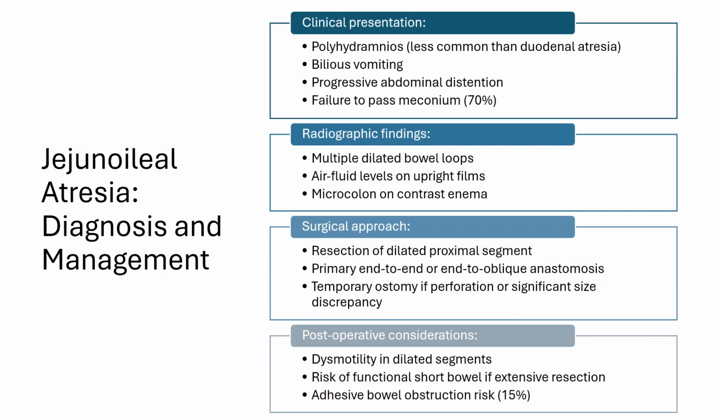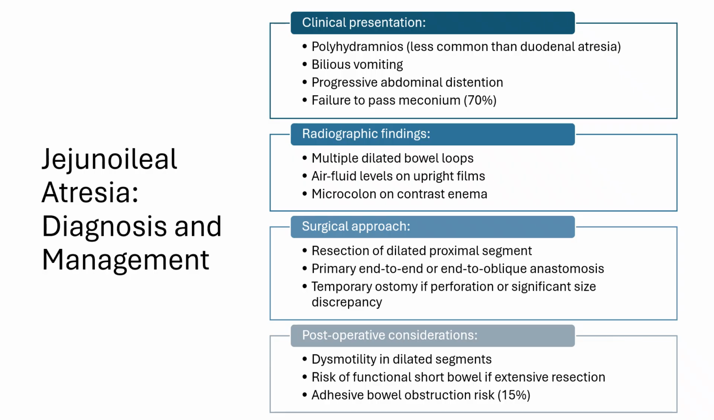The clinical presentation of congenital atresia differs significantly from duodenal obstruction patterns. While duodenal atresia typically presents immediately after birth, congenital atresia may have a more gradual onset as air progressively accumulates proximal to the obstruction site. The clinical manifestations follow a predictable sequence. Approximately 70% of infants fail to pass meconium within the expected timeframe, which should prompt immediate investigation. Bilious vomiting develops as the obstruction becomes functionally complete.